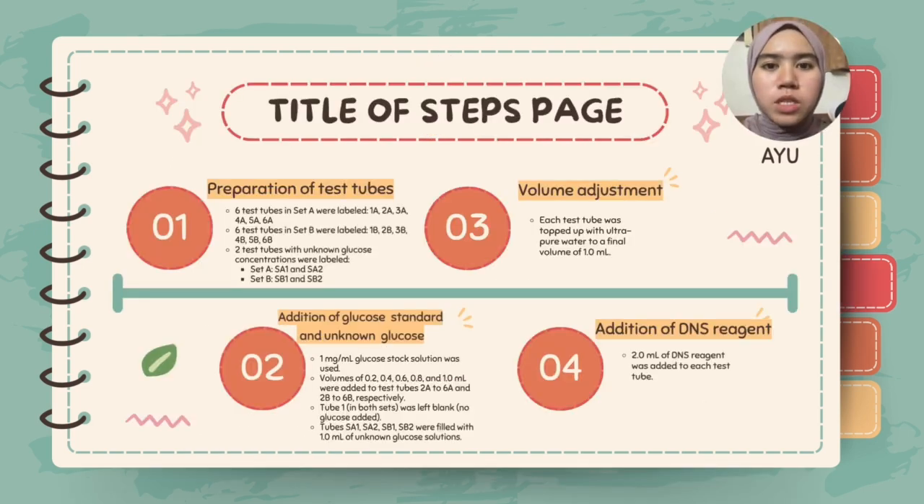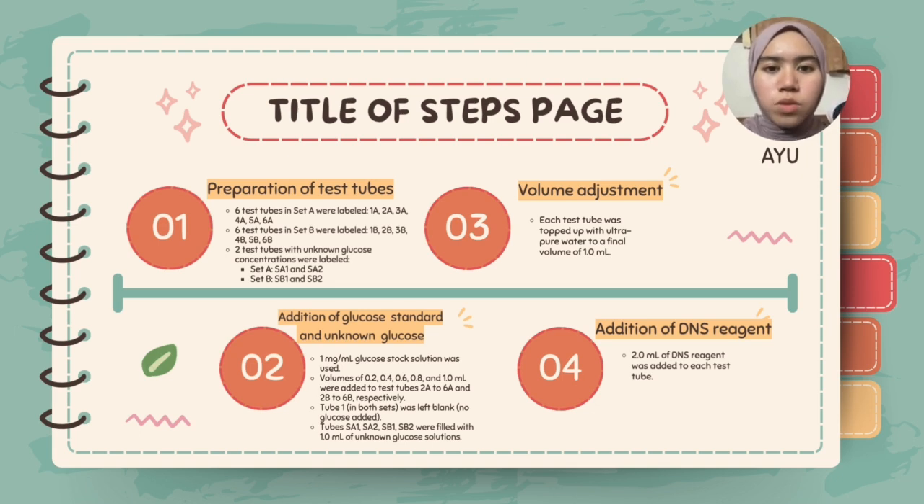First of all, preparation of the test tubes. 6 test tubes in set A were labeled 1A, 2A, 3A, 4A, 5A, and 6A. 6 test tubes in set B were labeled 1B, 2B, 3B, 4B, 5B, and 6B. 2 test tubes with unknown glucose concentration were labeled for set A and set B.